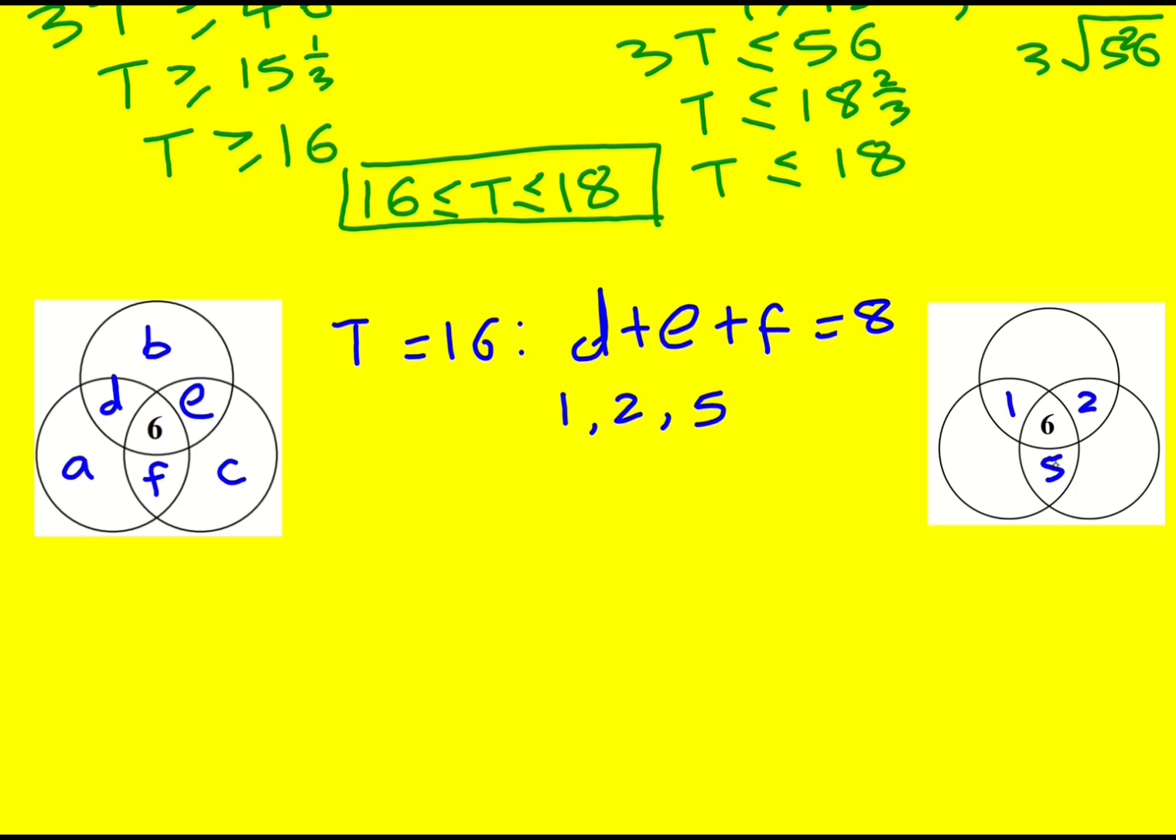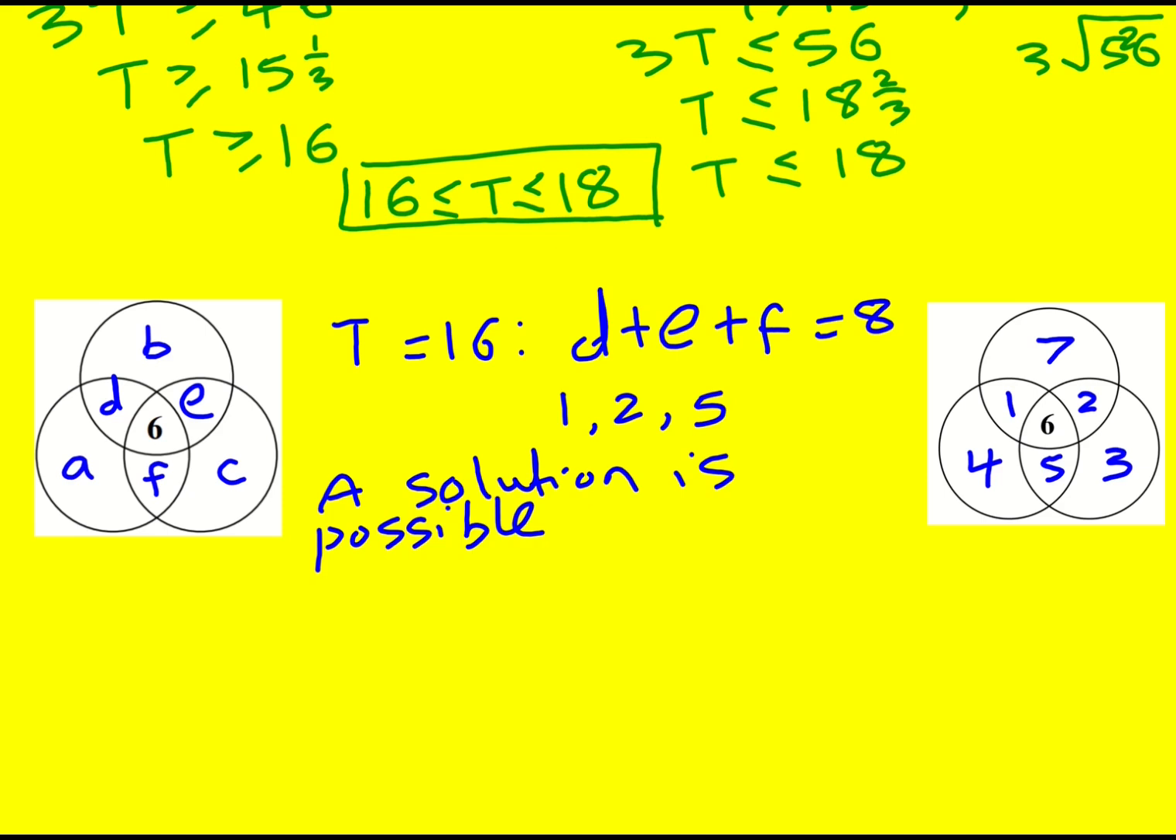So here I get 7 plus 5, that could be 4. Here I get 9, so that could be 7. And here I get 13, so that could be 3. So it's possible. A solution is possible. That's all we need to do.